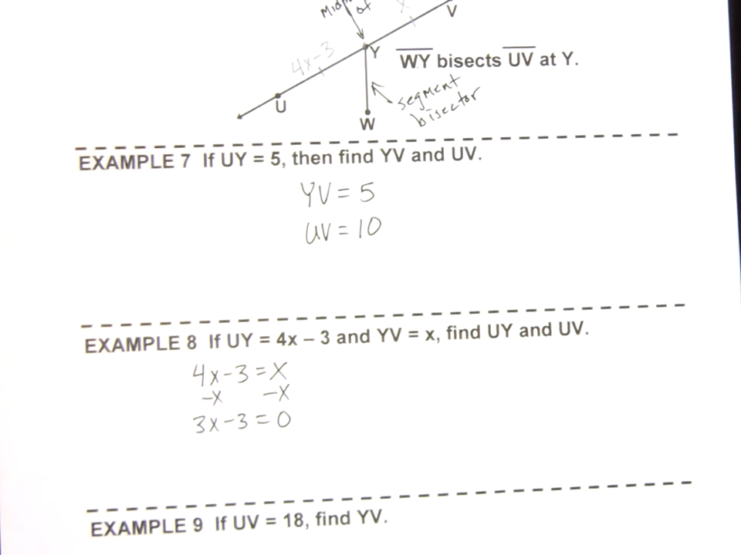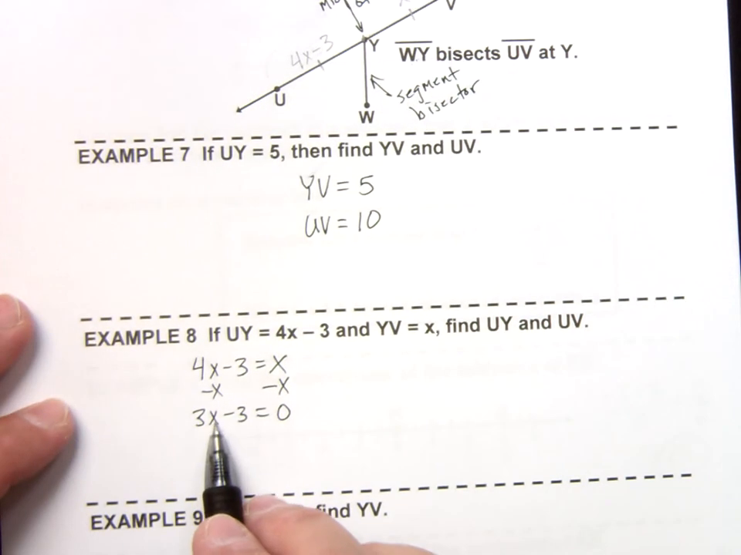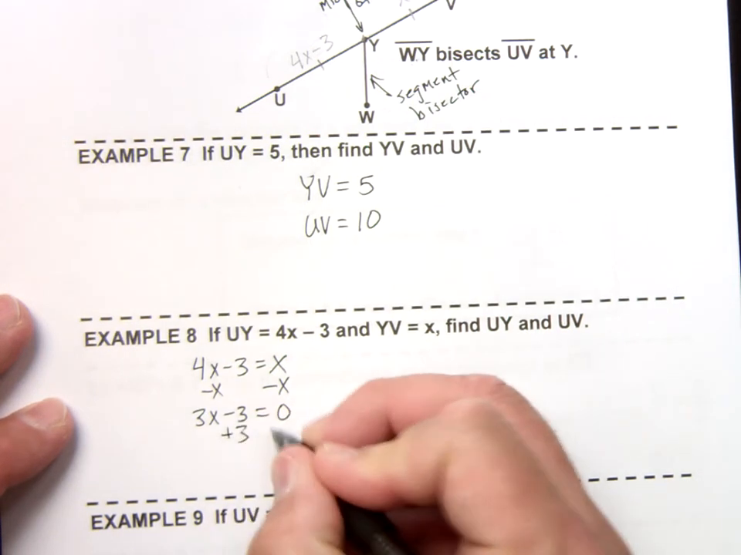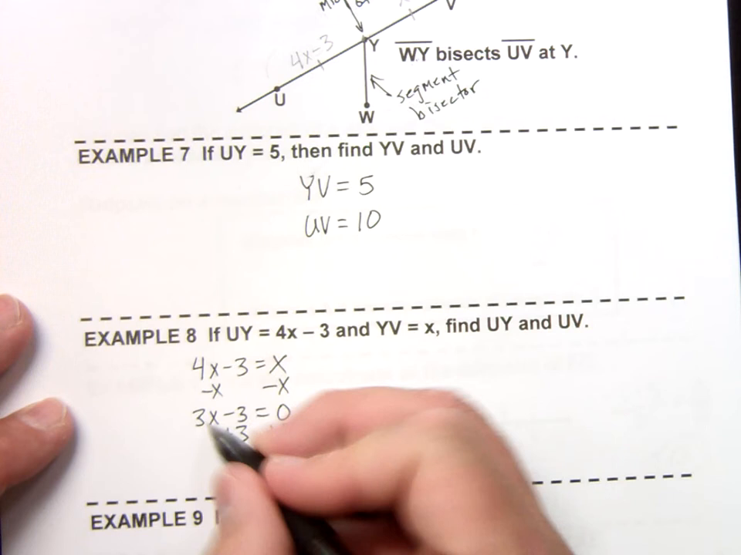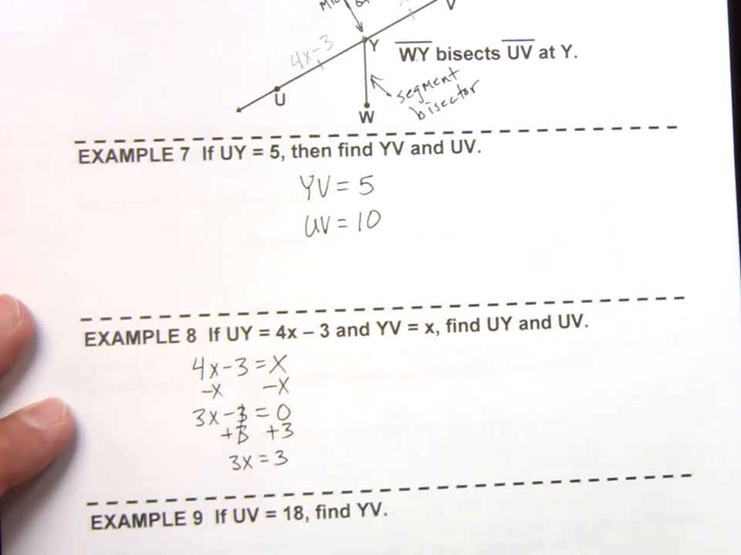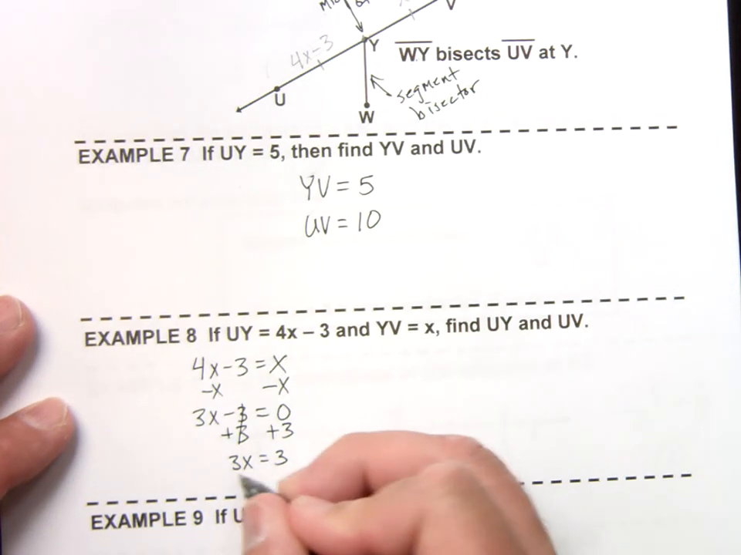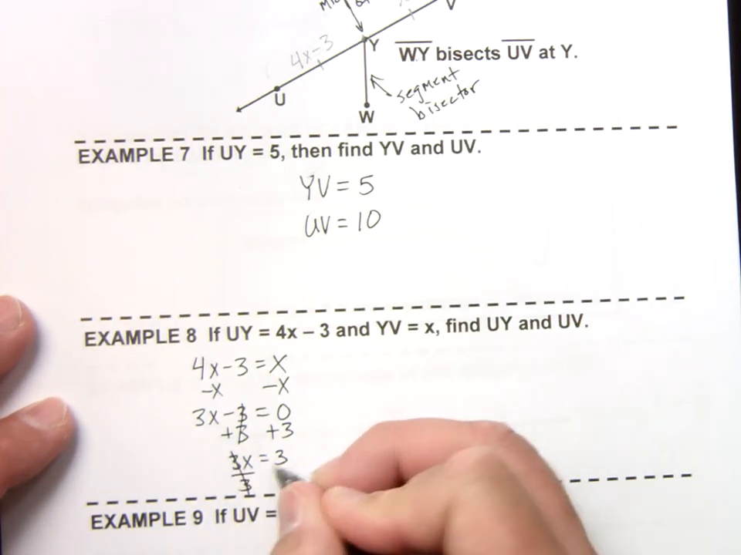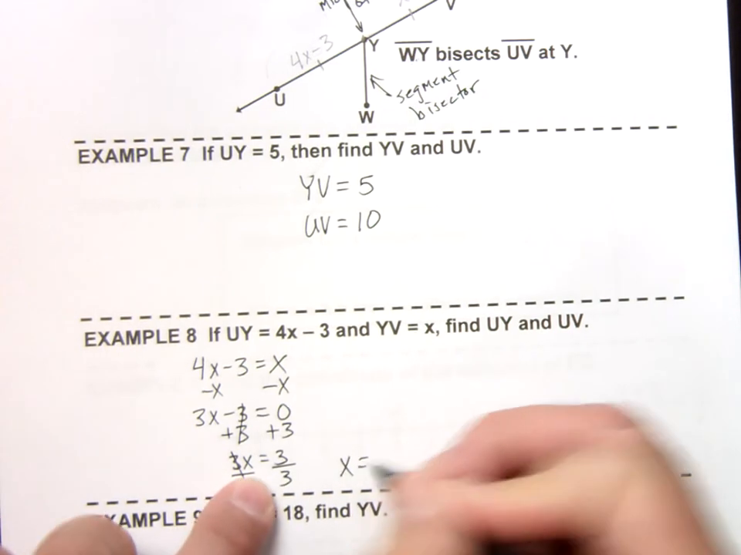Now I start the process of getting x by itself. I'm going to move this constant. It's being subtracted, so I do the opposite. I add it. So all I have left on this side now is the 3x. And then I'm still needing to get x by itself. It is being multiplied by 3, so I do the opposite and divide by 3. And 3 divided by 3 is 1. So I got x is 1.